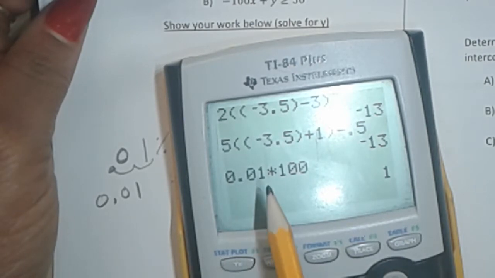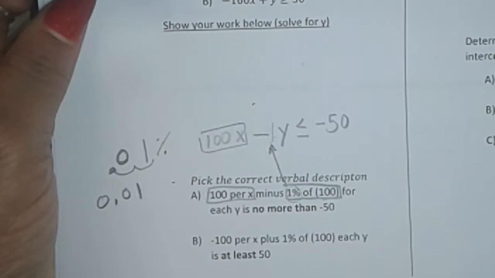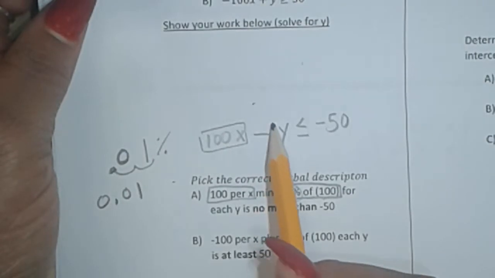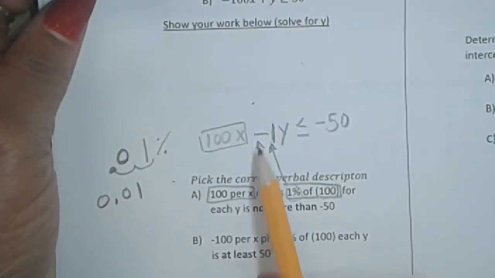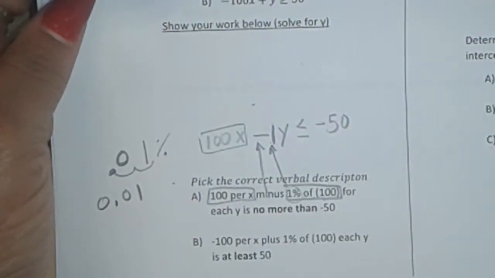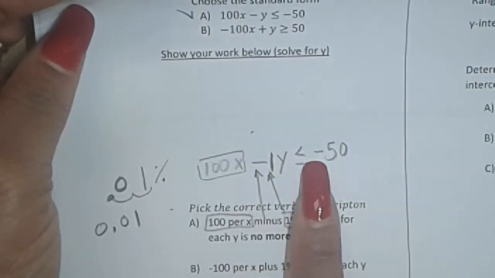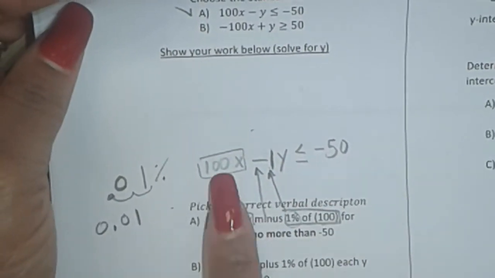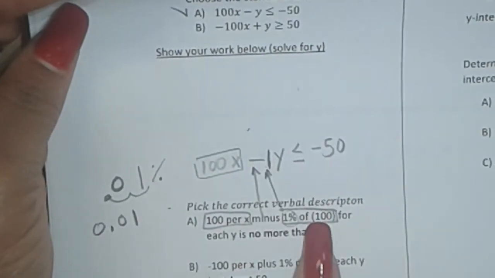Now that we know what this means, it represents 1. These words represent 1. And the word minus is there. What does this mean? So far, answer choice A, I'm representing it using a verbal description. So 100 per x minus 1% of 100.